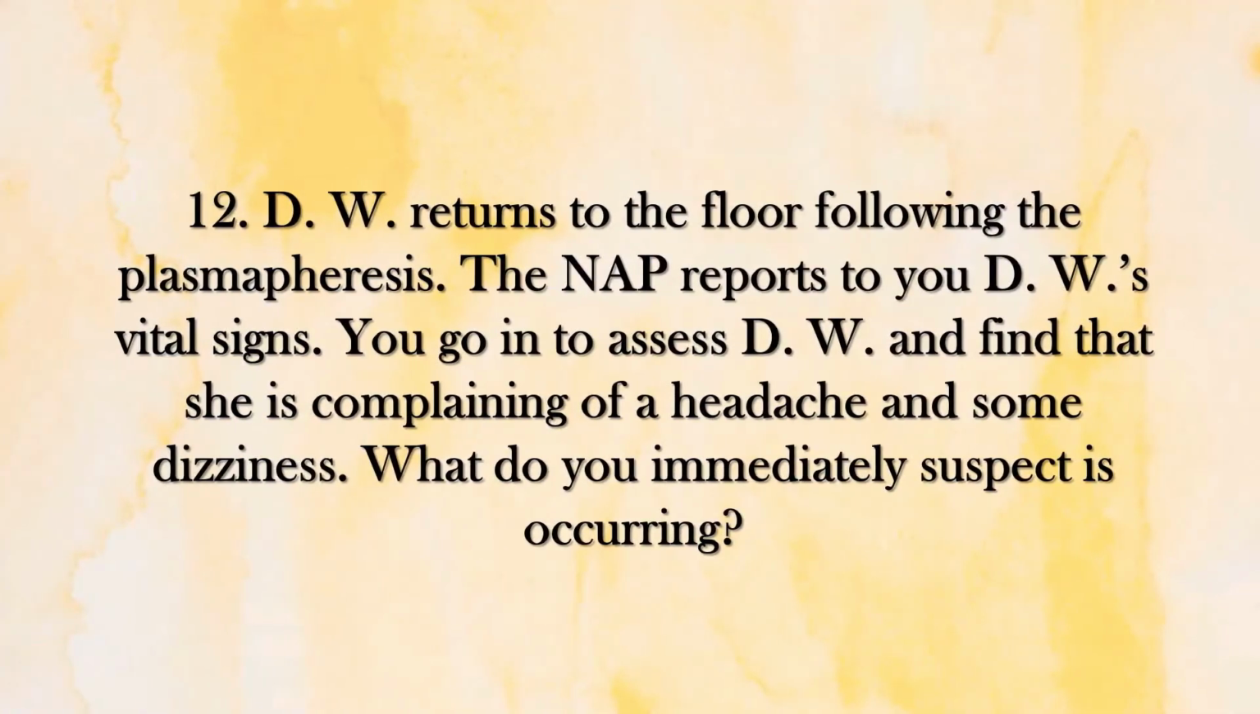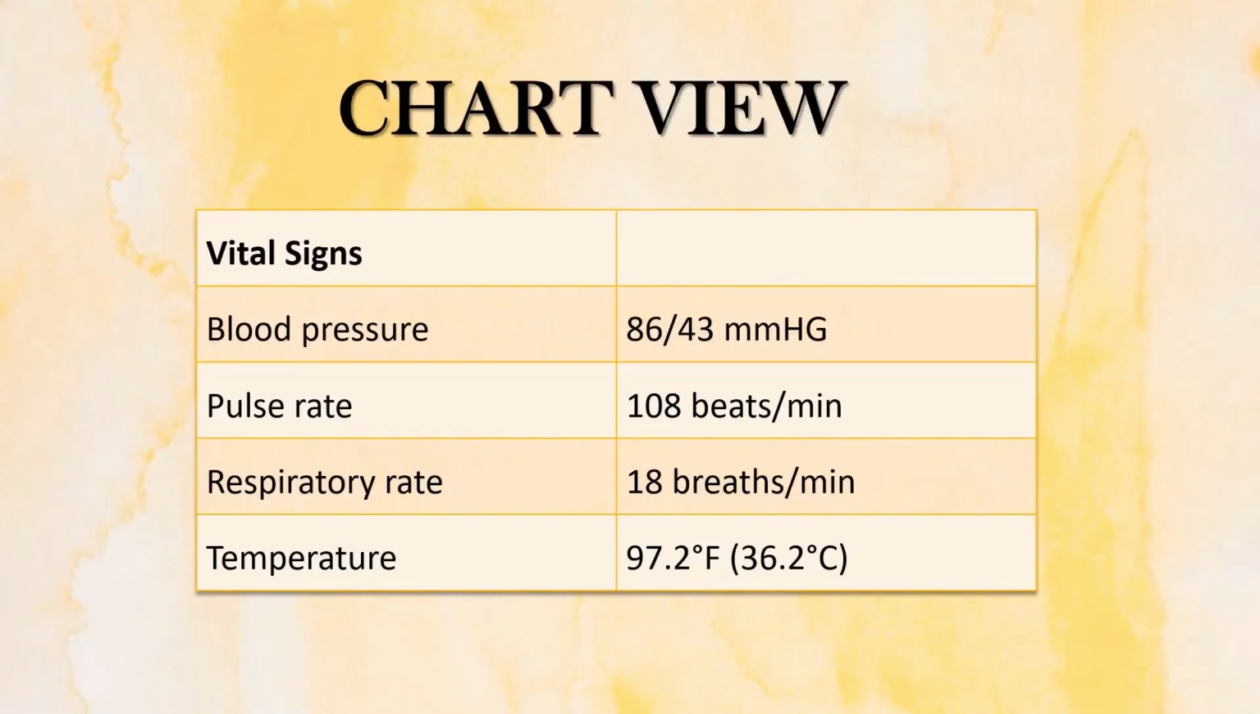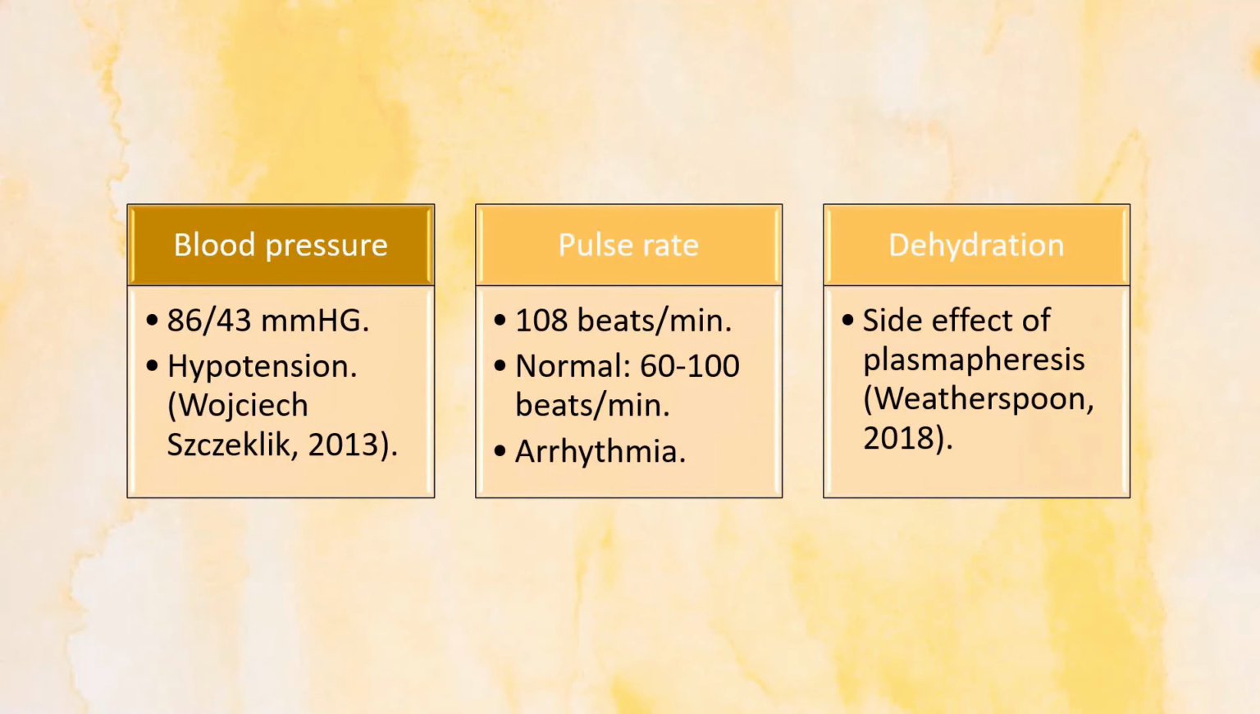Question 12. DW returns to the floor following plasmapheresis. The vital signs are reported. DW complained of headache and dizziness. What is suspected to be occurring? The vital signs are shown in the chart view. The most common adverse effect was a fall in blood pressure. Her blood pressure is 86/43 mmHg, and this indicates hypotension.